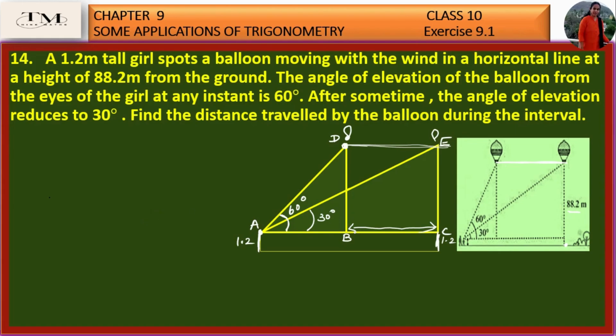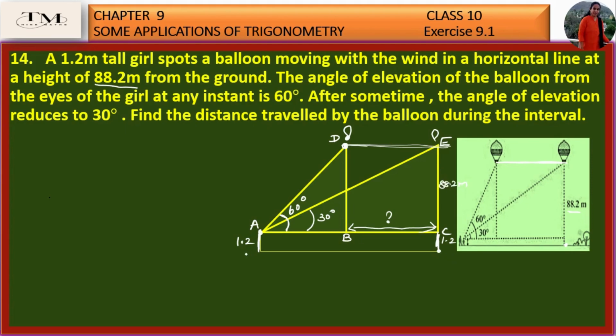Okay, children. Now we have to find out the distance traveled by the balloon during the travel. We have to find out BC. What are the other things given? Here the girl's height is 1.2 meter, and the horizontal line is at a height of 88.2 meter from the ground. So the balloon from ground level is 88.2 meter.